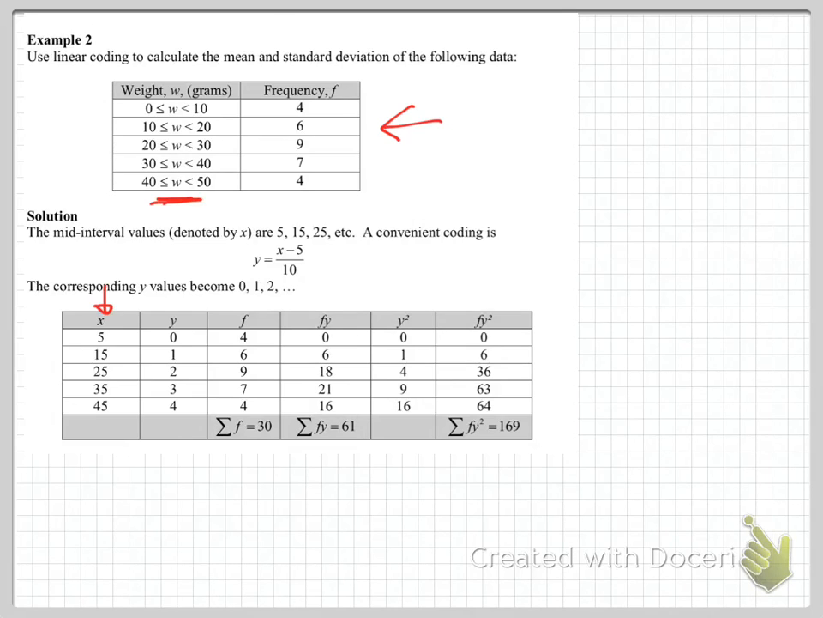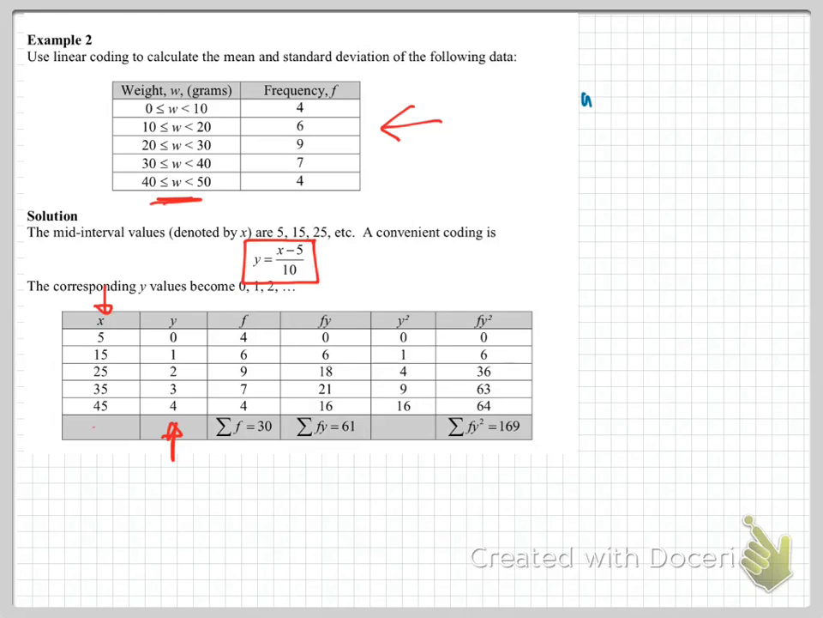So one of the codes that we can use, and it's not set in concrete, but as long as it works and it simplifies the numbers, our aim should be really to get integer numbers, then it's fine. So y equals x take away 5 over 10, and we generate this new set over here. So we've coded our x into a new set y. We know what the frequency is for each interval, and we can work out the sum of fy, the sum of f, and the sum of fy squared.